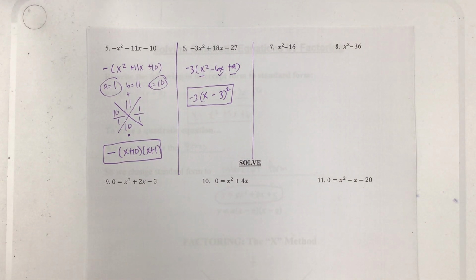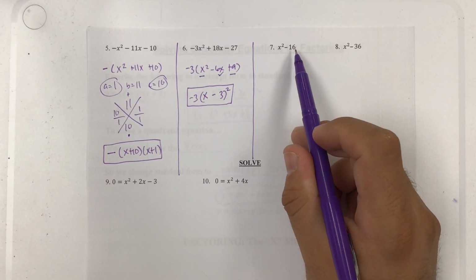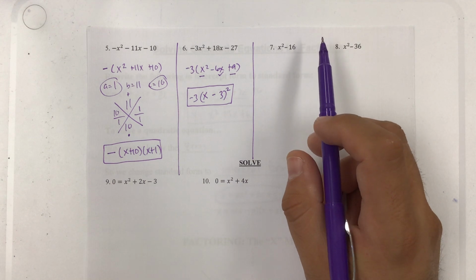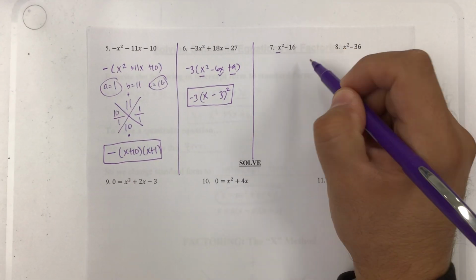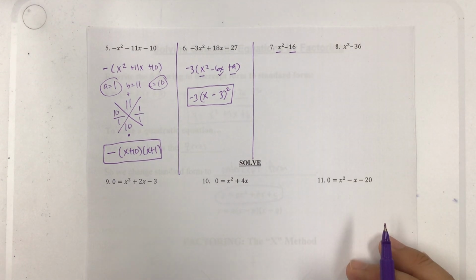All right, next one, x squared minus 16. So first thing I noticed is there are only 2 terms, okay? So is it in standard form? Yes. Is there a greatest common factor between these two? No. Is it a special case? It is, right? Because this is a perfect square, this is a perfect square, and we have a minus sign, right? So this is ax squared, and just to see, there's no bx.